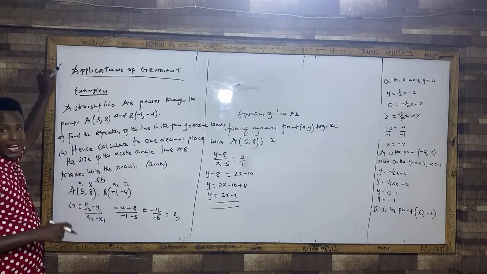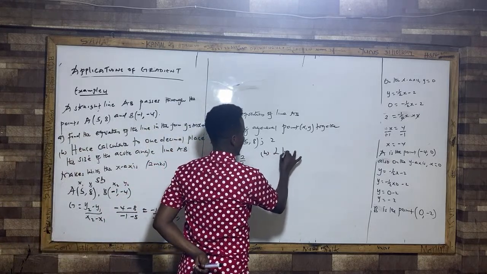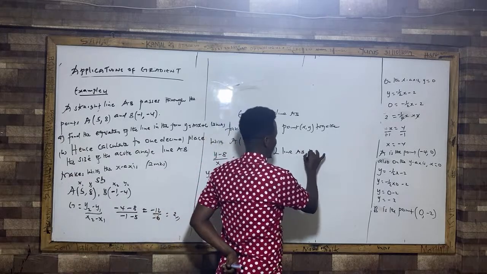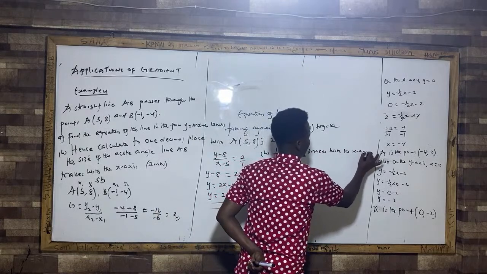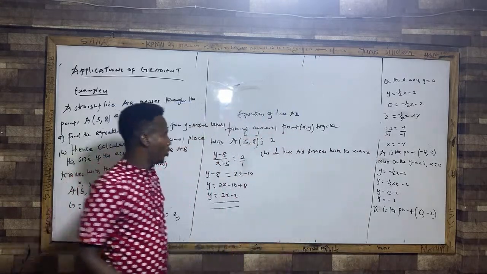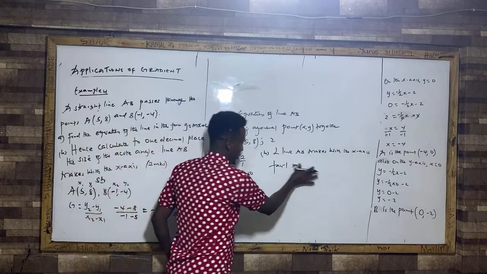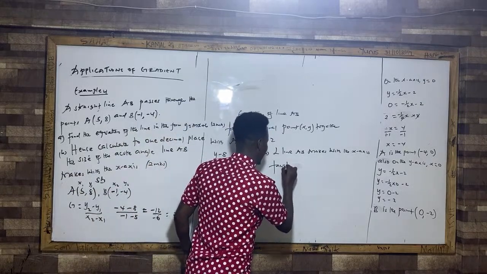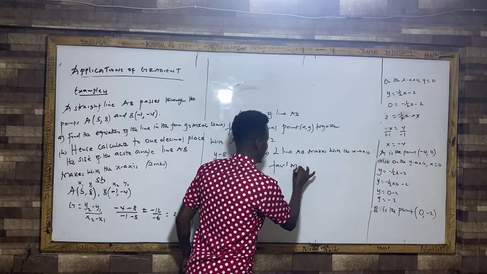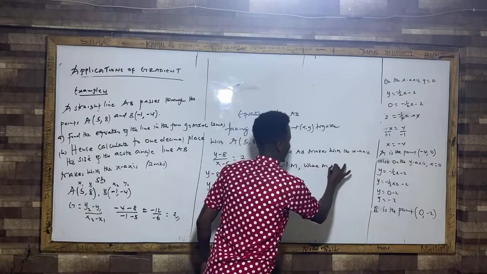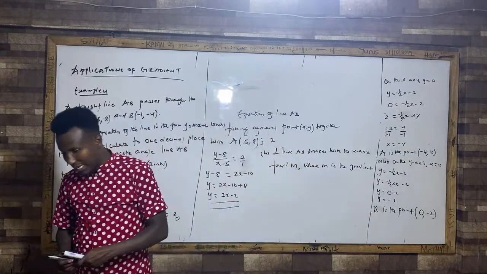So now the question here is, how will I get the angle, question B? Angle line AB makes with the x-axis. With the x-axis. It is very easy. So it's always gotten as tan inverse of m, where m is the gradient. Just understand.